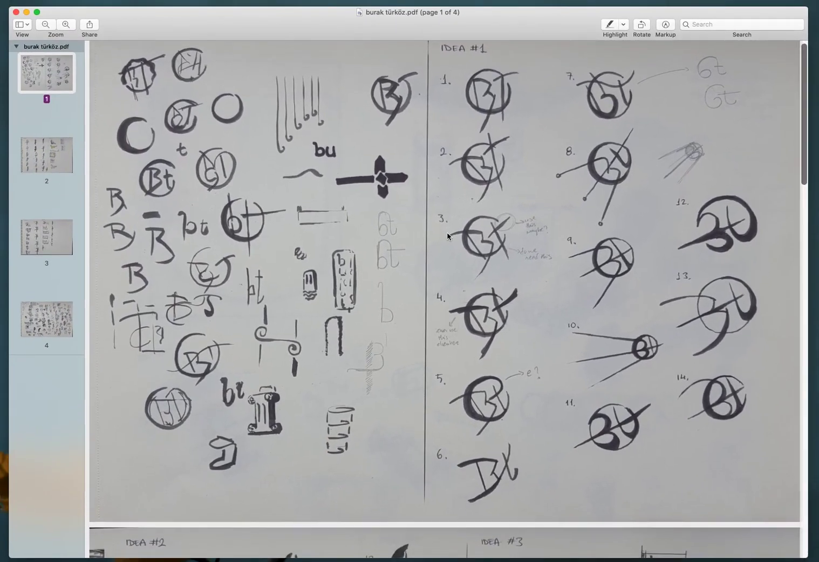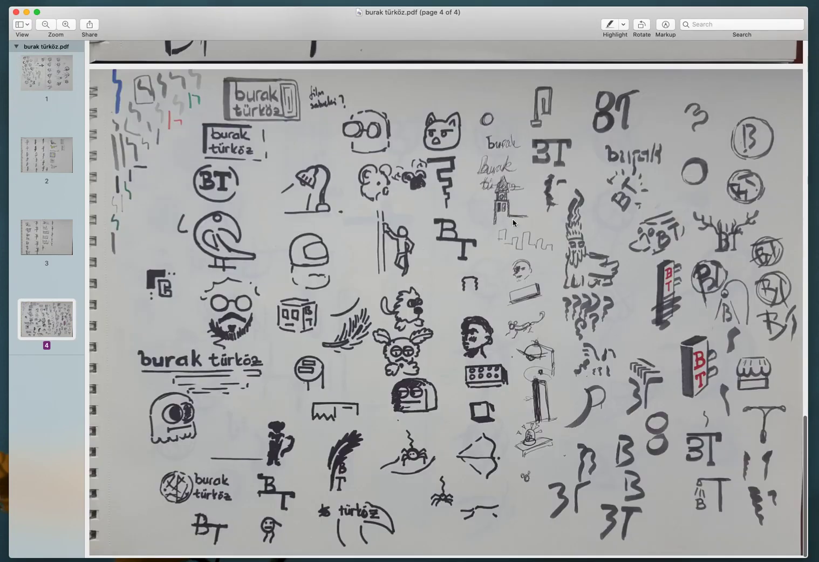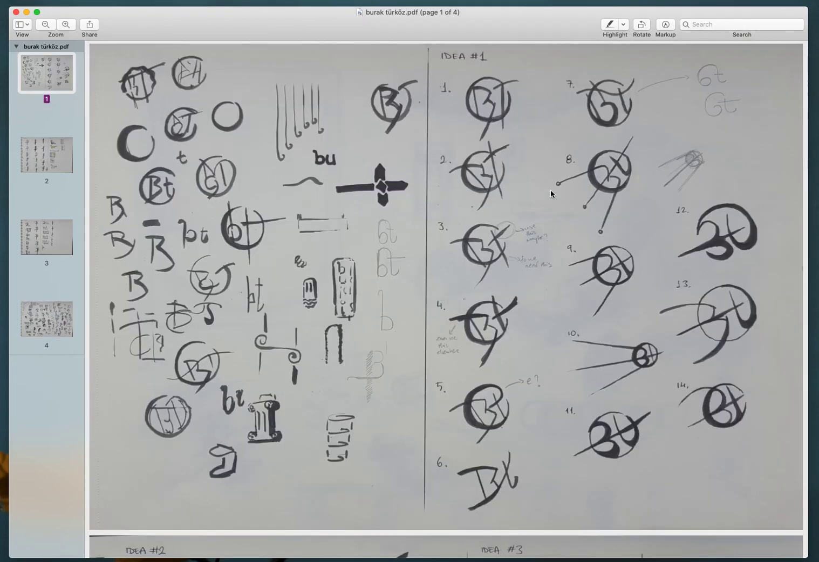So Burak, when I looked at your stuff, I don't have anything to say about the first page and about the last page. Thank you for including them. I did check them out, but I think I'm going to focus on the ones you have worked more on. And among these, I think this one is the one that looks the most finished and the least problematic.